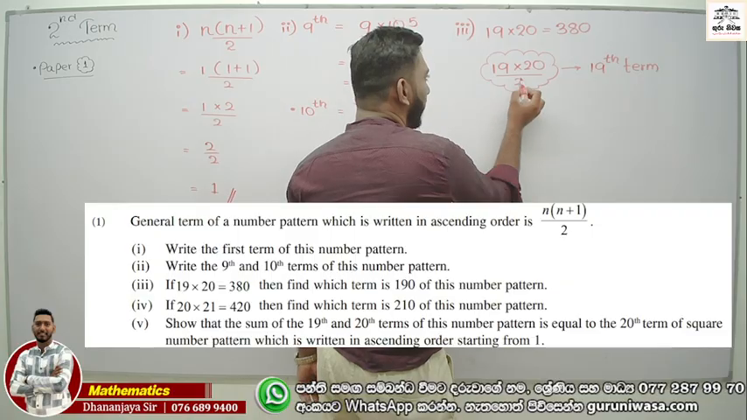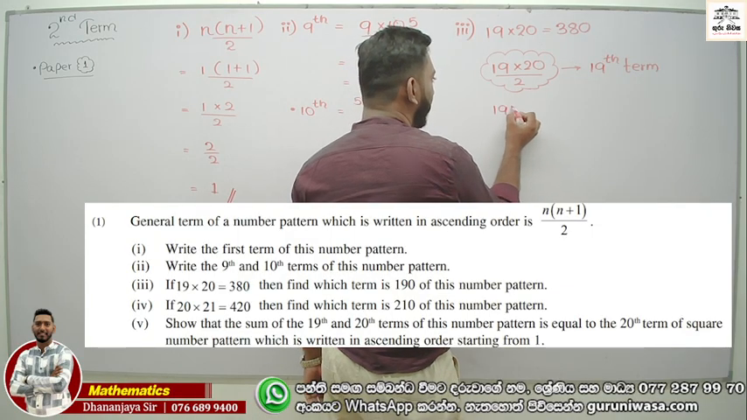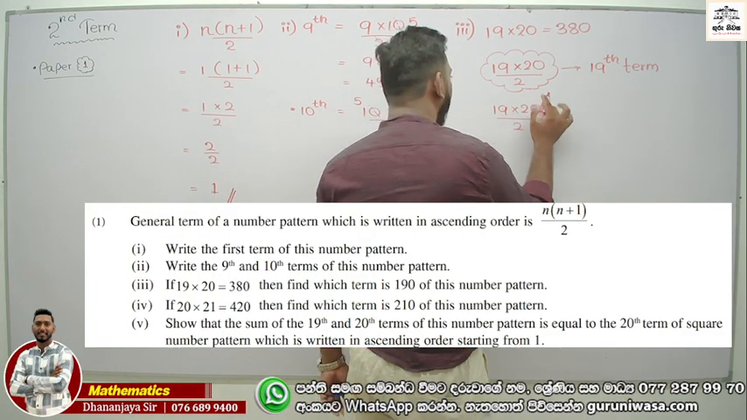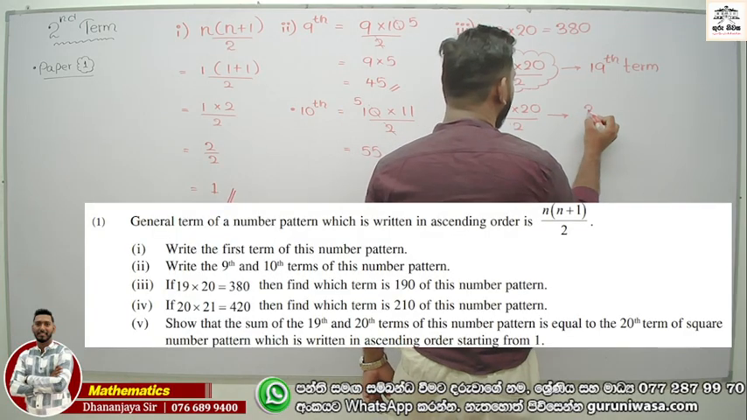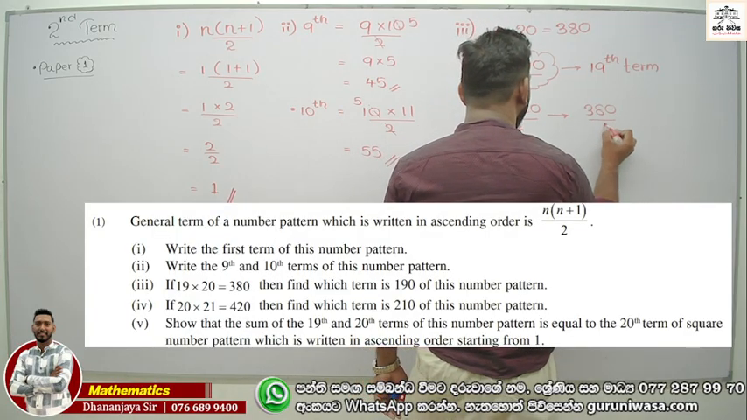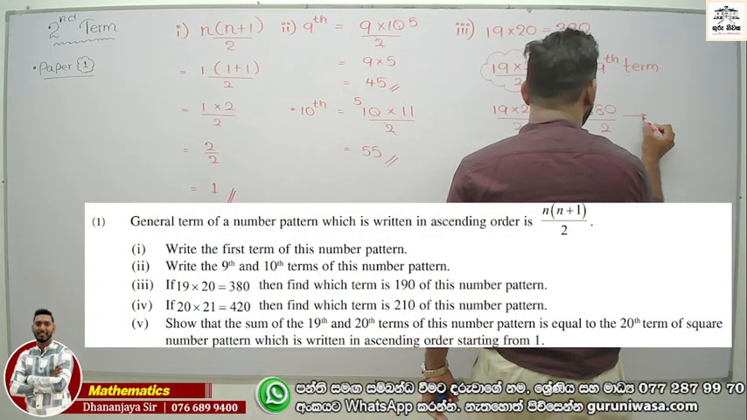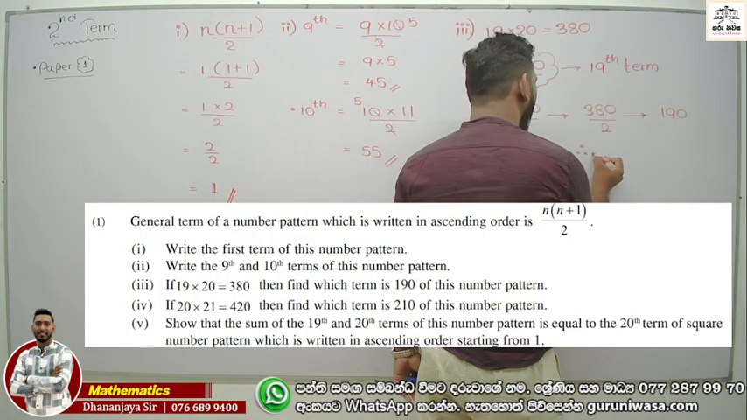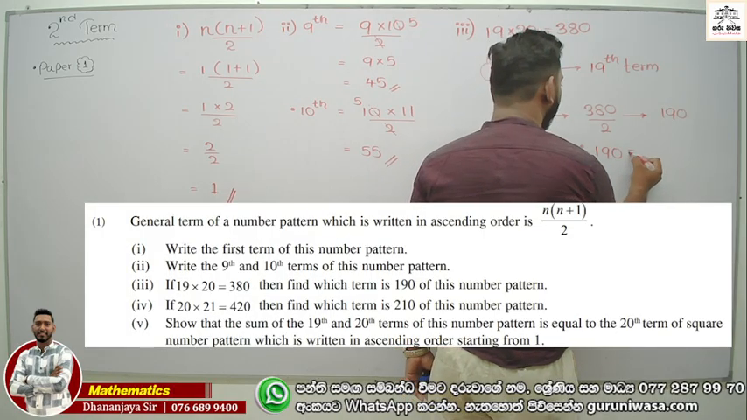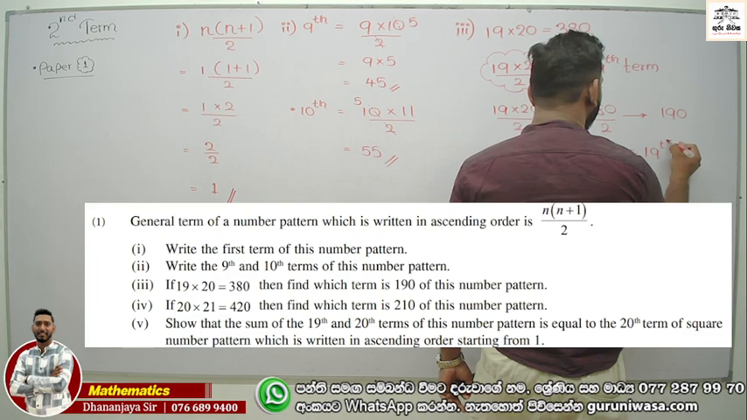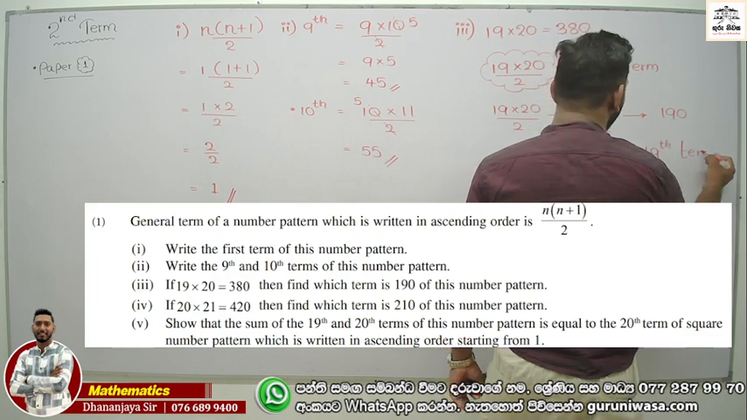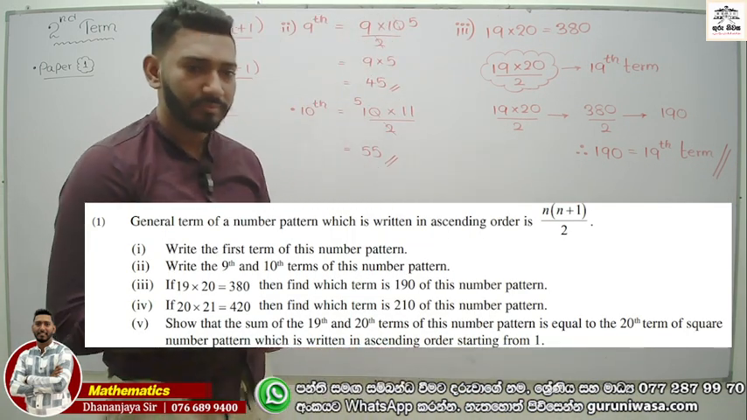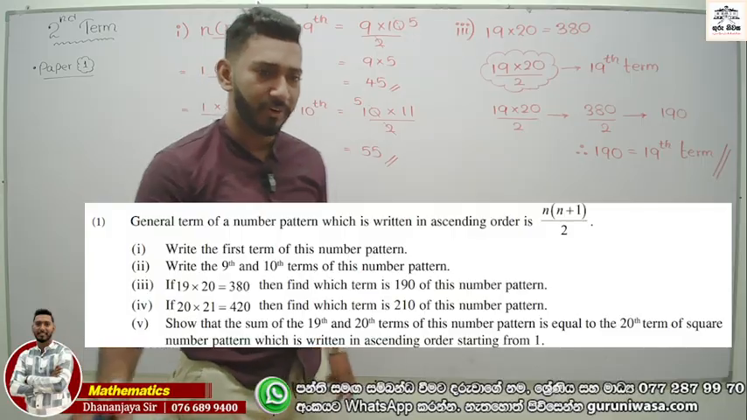Look at this. 19 multiplied by 20 divided by 2. 19 multiplied by 20 is 380, divided by 2. Now that one is equal to the 190. Therefore, 190 is equal to the 19th term. Now this is the answer for the third one. Right? Note down.